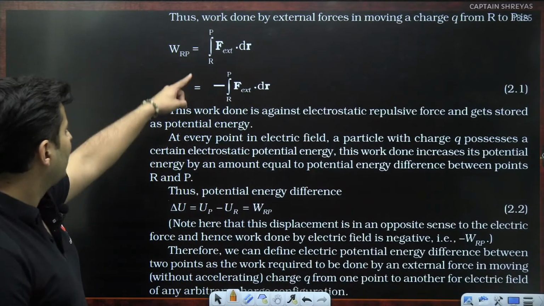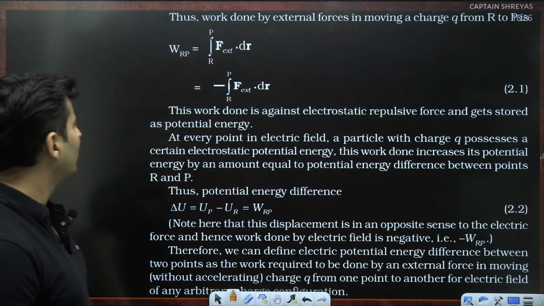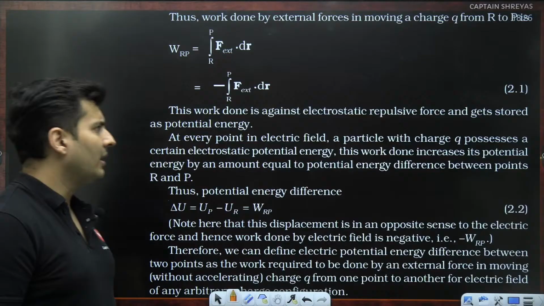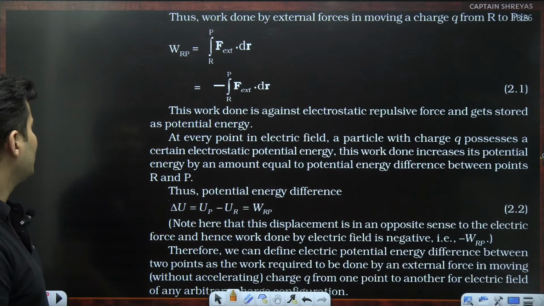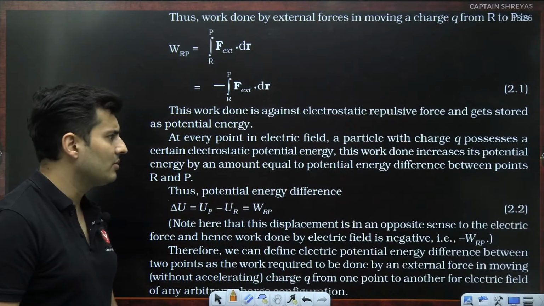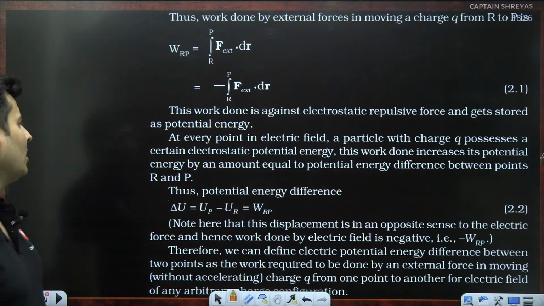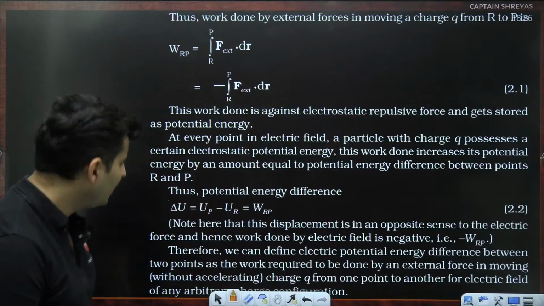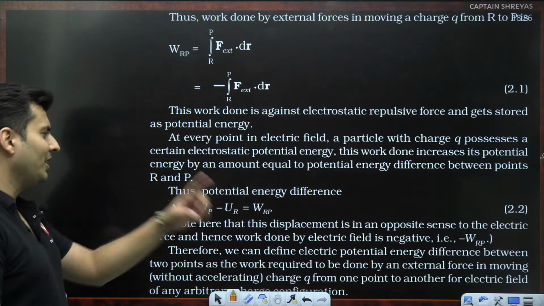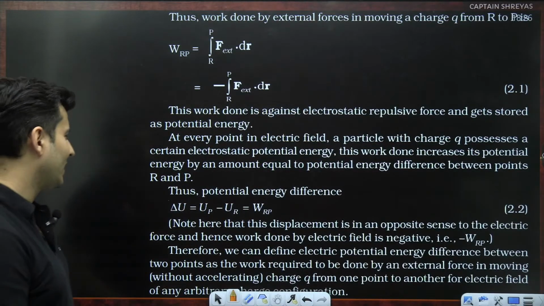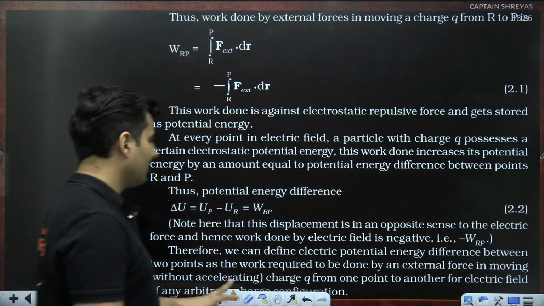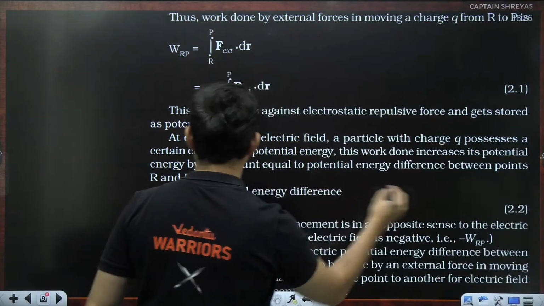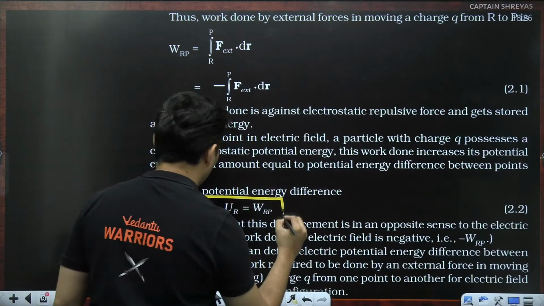Now here I think they have mistook something over here. I'll tell you what this is. There's a work done again, electric force and stored as potential energy at every point in the electric field. Charge possesses a certain electric potential energy. This work done increases the potential energy, blah blah blah. Thus the potential energy difference is blah blah blah. Note here displacement is opposite to the electric force, and hence the work done by electric force is negative. Therefore we can define electric potential energy difference and all these things. Okay. So this is one important formula.